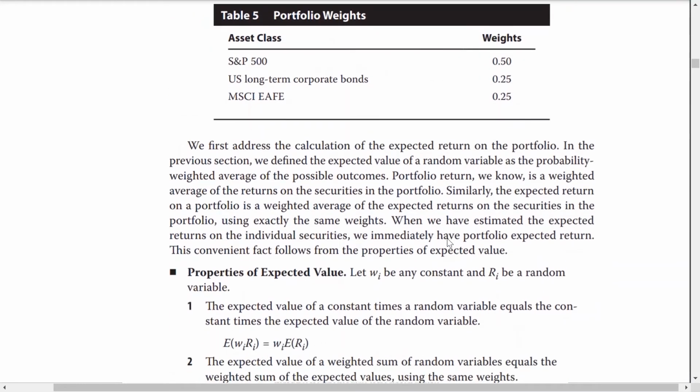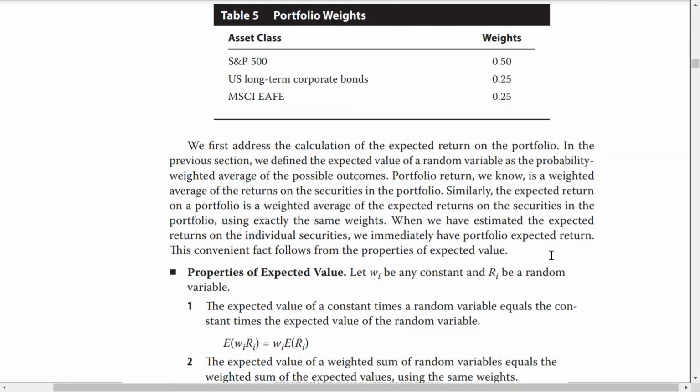We first addressed the calculation of the expected returns on the portfolio in the previous section. We defined the expected value of a random variable as the probability-weighted average of the possible outcomes. Portfolio returns, we know, are a weighted average of the returns on the securities in the portfolio. Similarly, the expected return on the portfolio is a weighted average of the expected returns on the securities in the portfolio using exactly the same weights. When we have estimated the expected returns on the individual securities, we immediately have the portfolio expected return. This convenient fact follows from the properties of expected value.